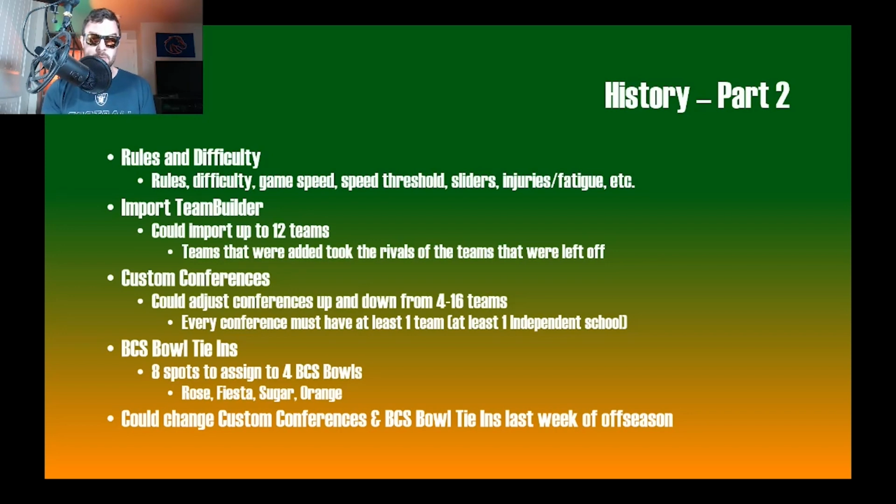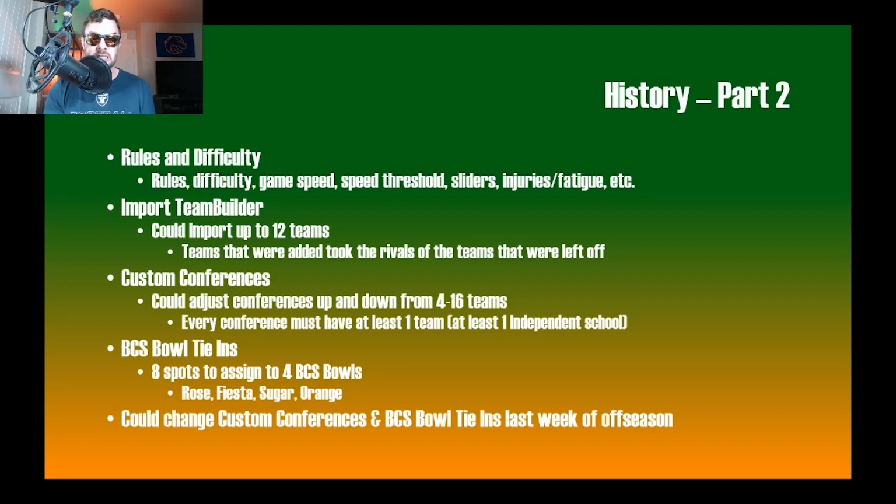You also had custom conferences. You could adjust conferences up and down from 4 to 16 teams. So you could have a 5-team conference, and then you'd have 4 conference games. You could have a 16-team conference, and you'd have 9 conference games, 7 against your side, 2 against the other. Every conference must have at least 4 teams, though, that's the minimum. And there had to be at least 1 independent school. You couldn't fully remove that from the game.